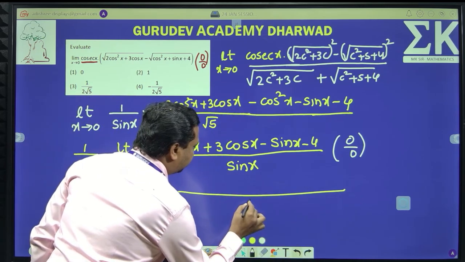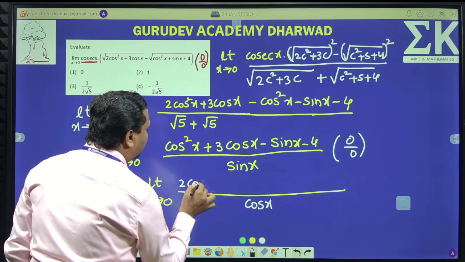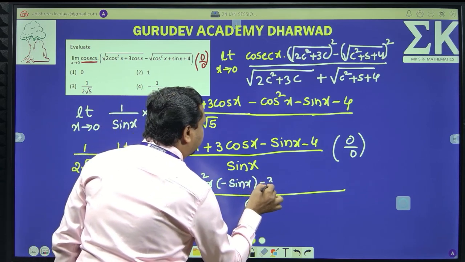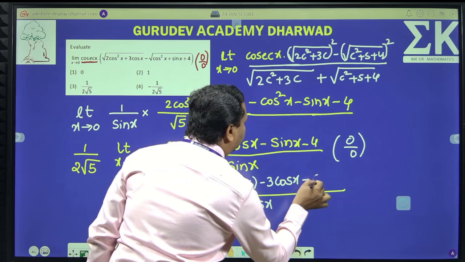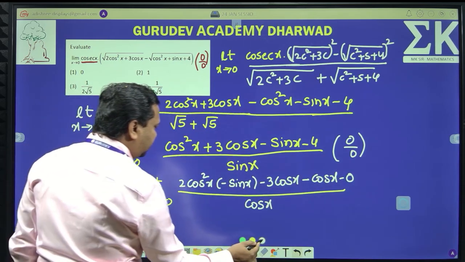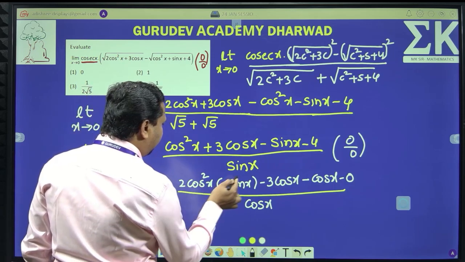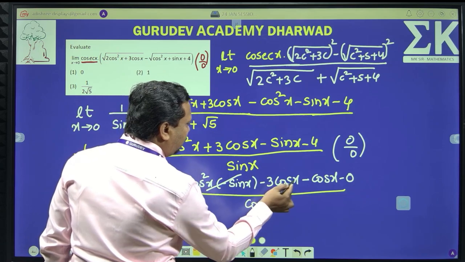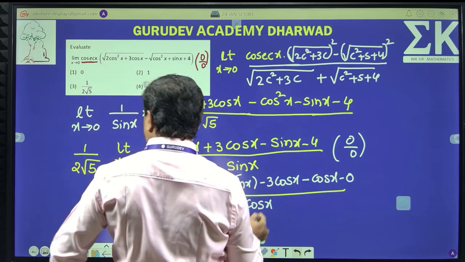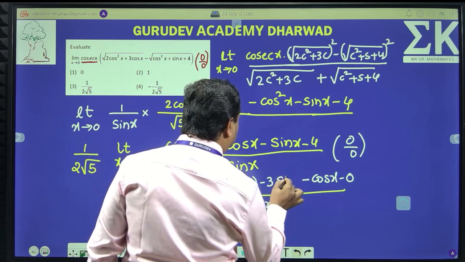rule. What is the differentiation of sin x? Cos x. What is the differentiation of cos square x? 2 cos x into minus sin x, minus 3 cos x, minus cos x; differentiation of a constant is 0. Now, if I put x equal to 0, this is sin 0 into everything, which turns out to be 0, and cos 0 is 1. Okay, differentiation of cos x should be minus, right? Minus sin x.